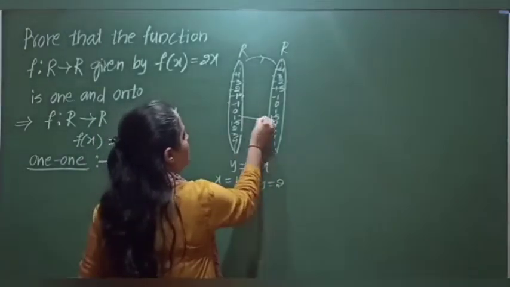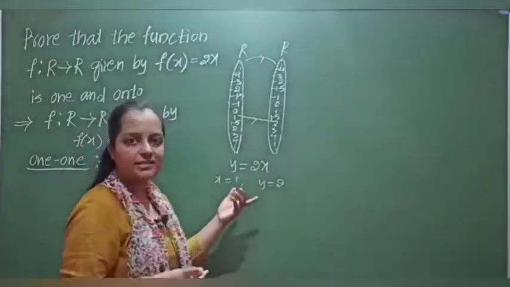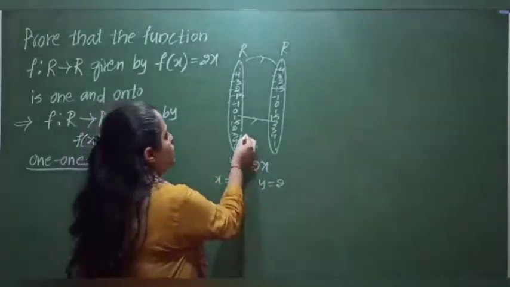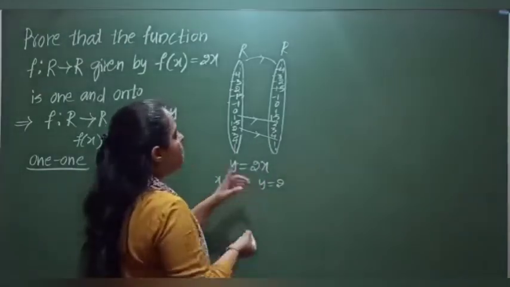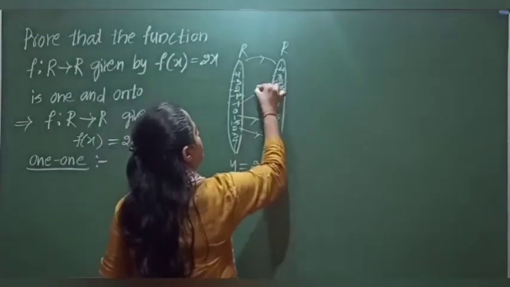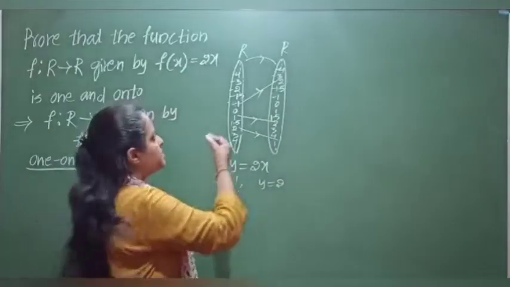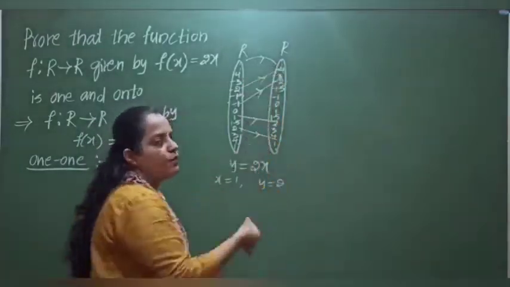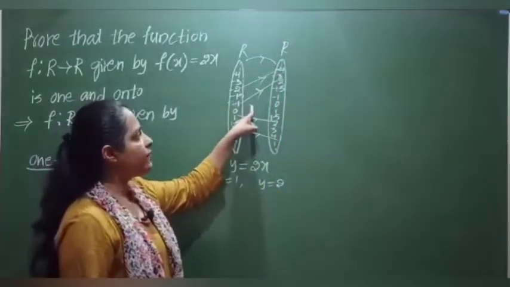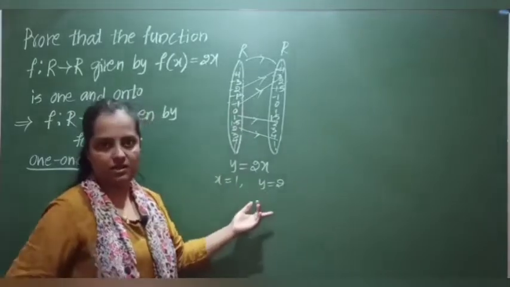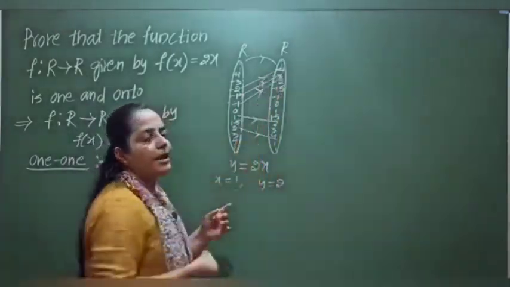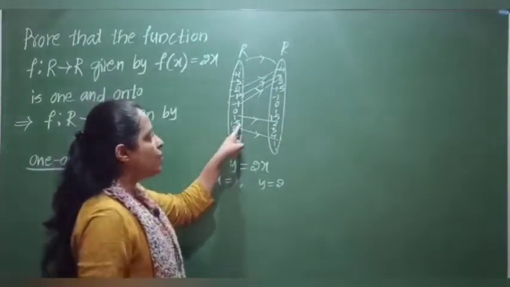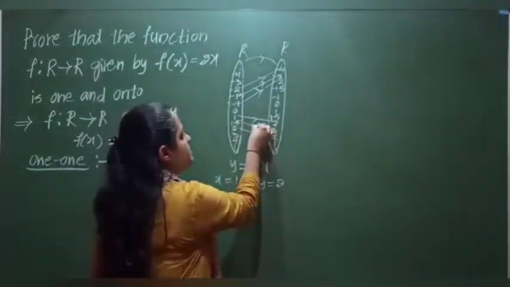Okay, so 1 is related to 2, and if you put x as 2, y is 4, 2 is related to 4. If you put x as -1, y will come -2; x is -2, y is -4. If x is -1.5, then y is -3, right? So x is -1.5, y is -3, and if x is 1.5, then y is 3.